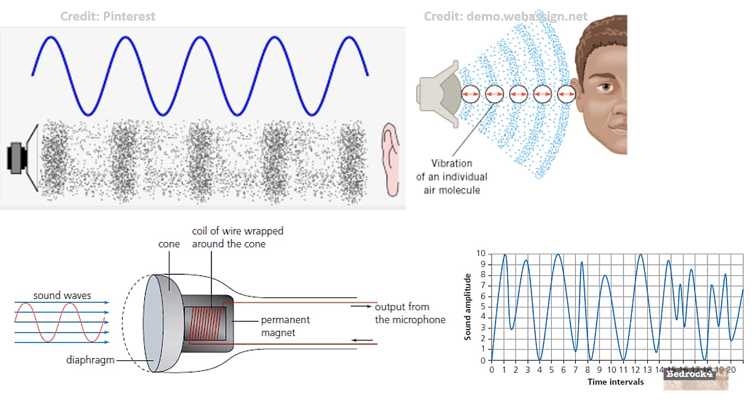Sound quality is captured better by fine-tuning the sampling rate, that is the number of sound samples taken per second, and the sampling resolution, which means the number of bits that are used for storing each sample.